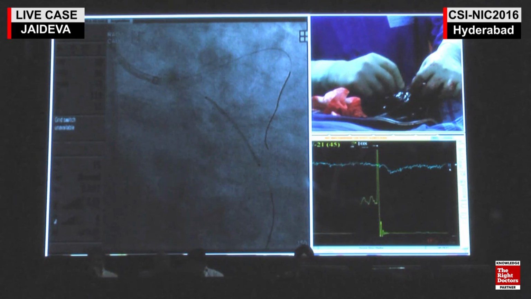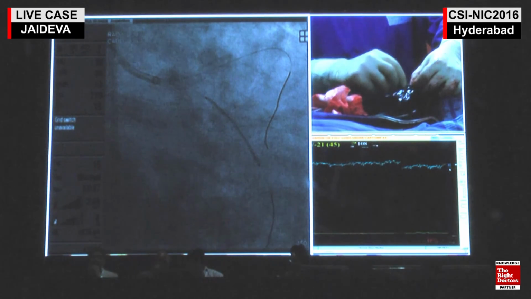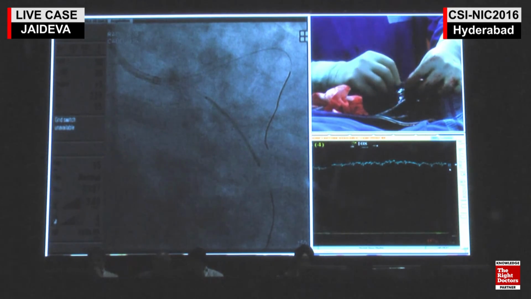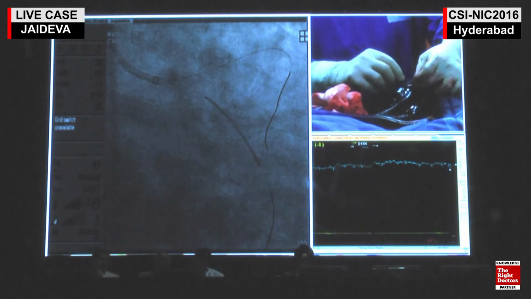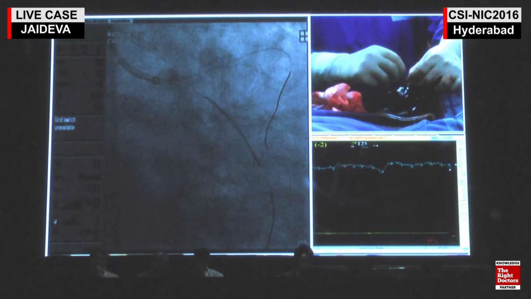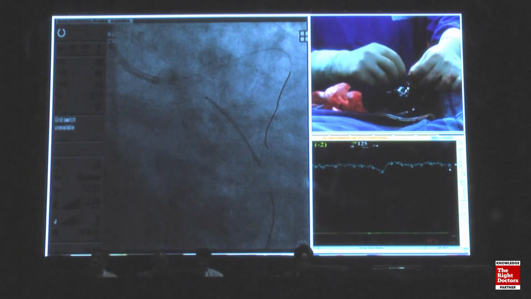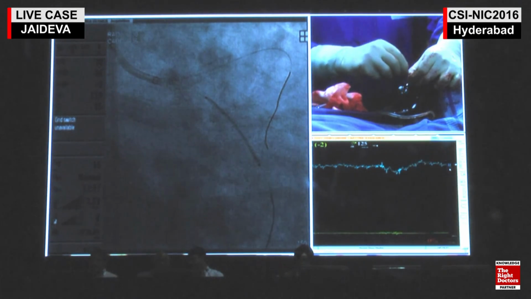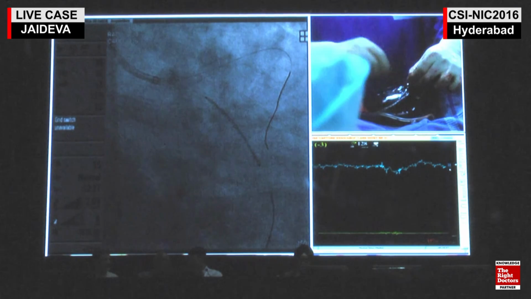What's the size of the balloon? 4.5, 4.58. It's okay. It is 5 millimeter actually. Are you finding it difficult? Yes, Mohan, I am holding both the ones. Yeah, it's going. Okay.